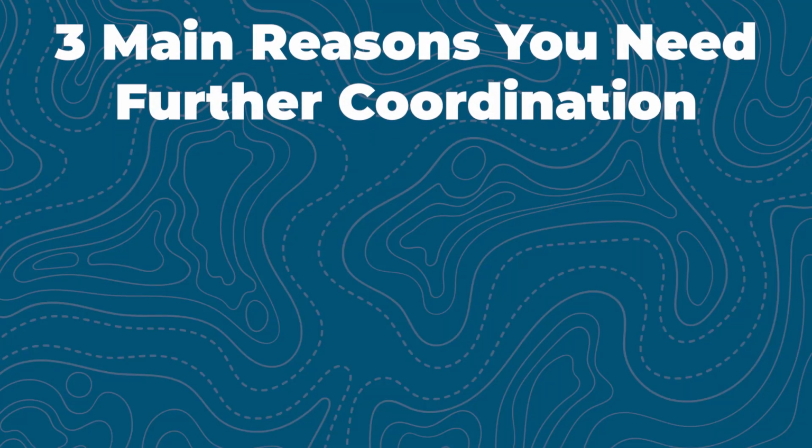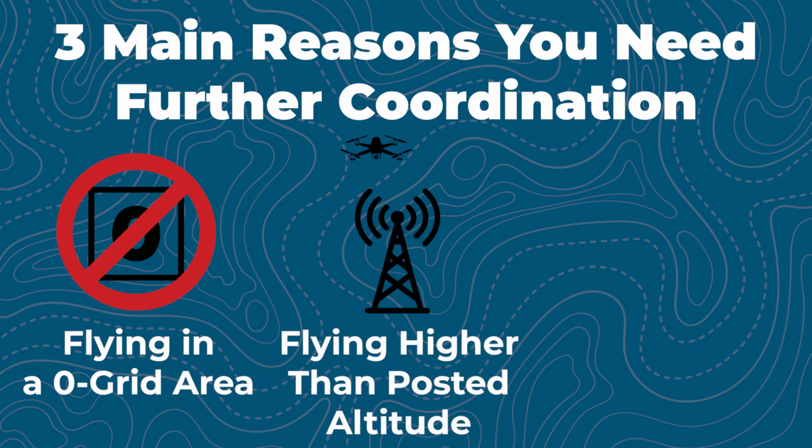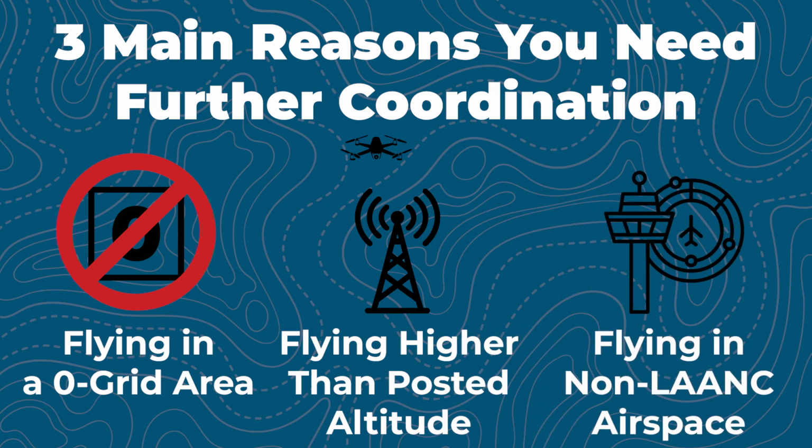And the three main reasons you would need further coordination are flying in a zero grid area where the LAANC ceiling is zero, flying higher than the posted altitude, like flying 300 feet in a 200 foot grid area, or going 400 feet above a 200 foot structure in controlled airspace, or flying in controlled airspace that is not LAANC enabled, where you have to submit a manual airspace authorization request through FAA Drone Zone instead of LAANC. With that said, let's get into it.